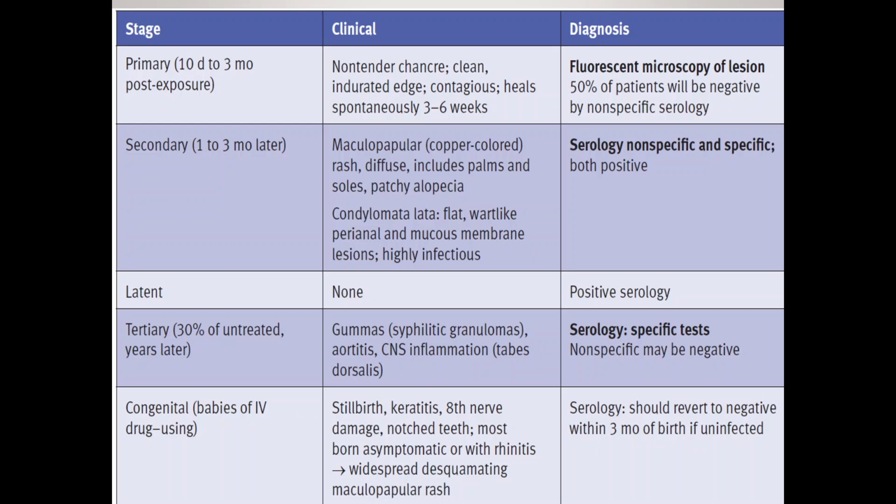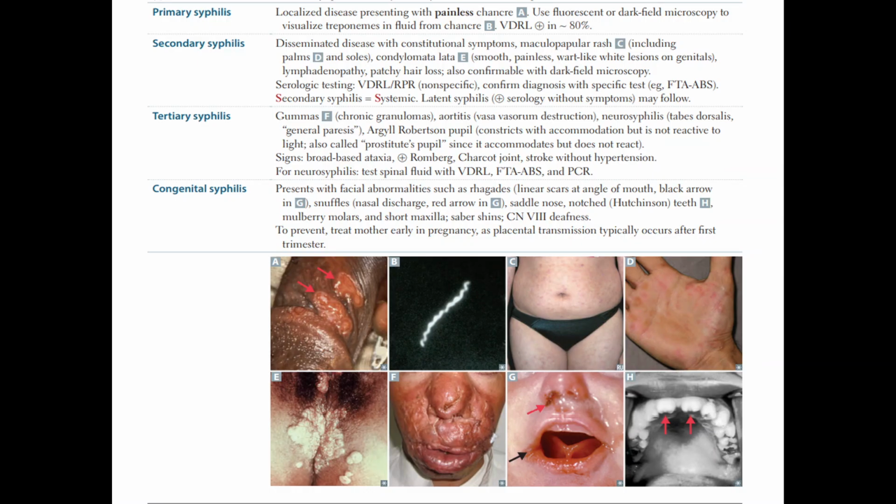And congenital syphilis, babies or during drug using. We will use serological tests; they should revert to negative within 3 months of birth if not infected. On this slide you can see an explanation of what primary syphilis, secondary syphilis, tertiary syphilis and congenital syphilis mean, and what clinical symptoms and tests you will use for diagnosis of each stage of the disease.